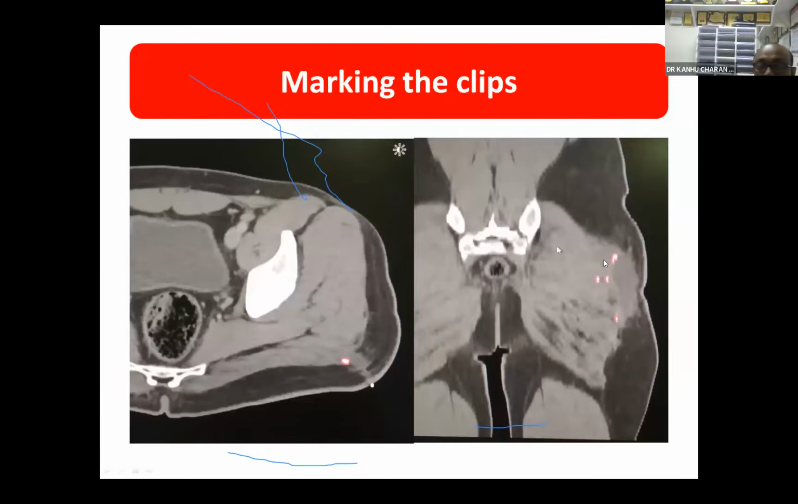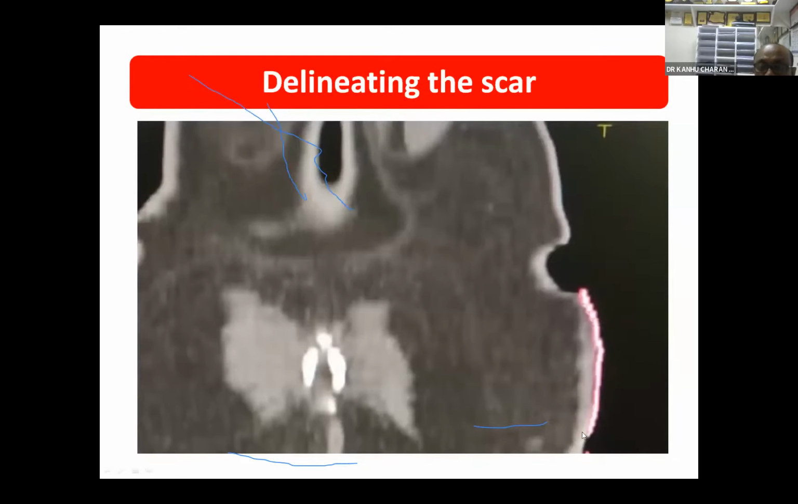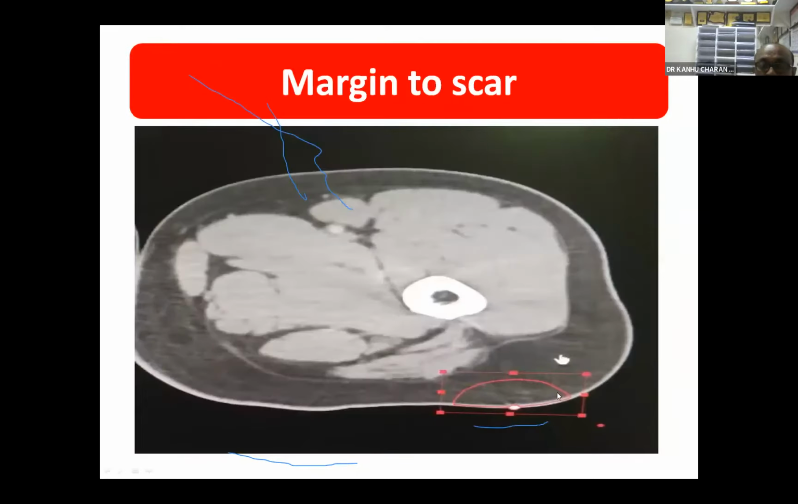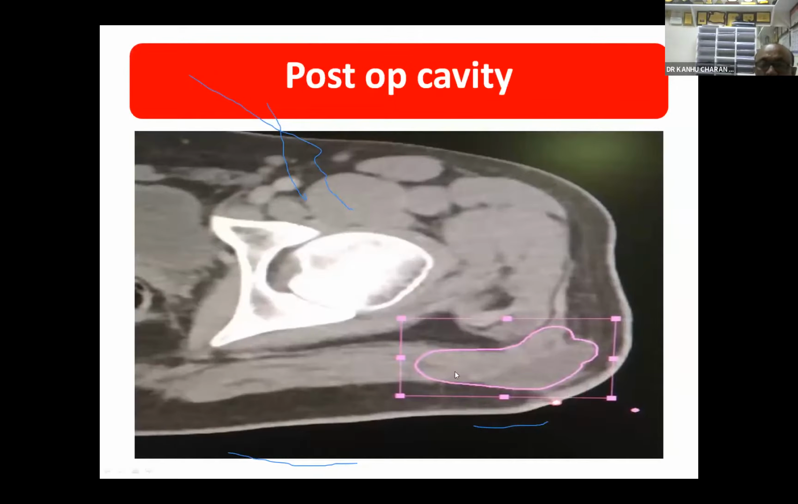Then we contoured the clips. We can see the clips. Then this is the scar marking, and we did the scar contouring. Then we gave the scar a margin of around 2 centimeter. Then this is the post-op cavity including scar.